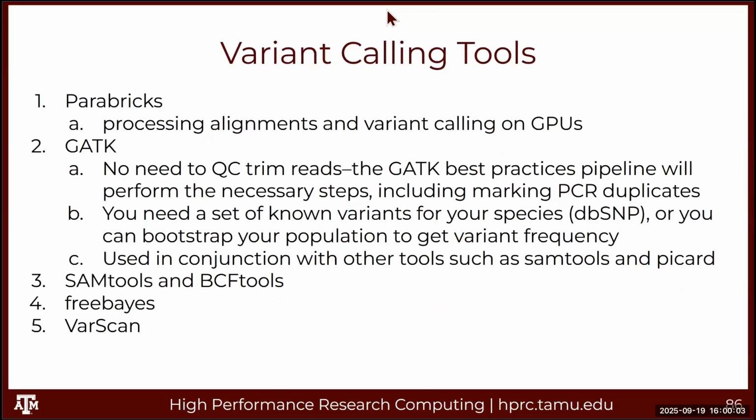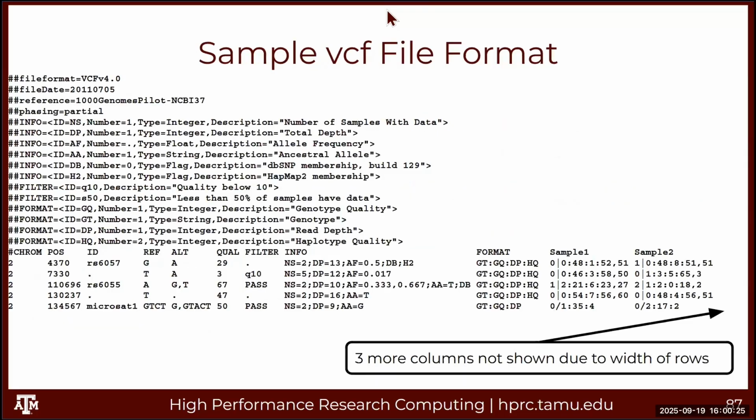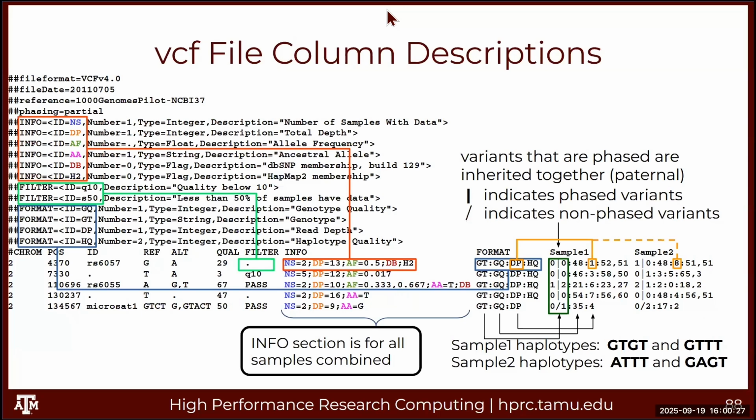Variant calling tools: Parabricks uses GPUs, GATK is more for large genomes like the human genome. For small genomes like bacteria, E. coli, or fungal genomes, Freebase is really good. There are other pipelines called VARScan and SAMTools, BCF tools. Here's the BCF format. There's a lot of mapping going on. There's a header up here. It tells you what's in each of the lines.